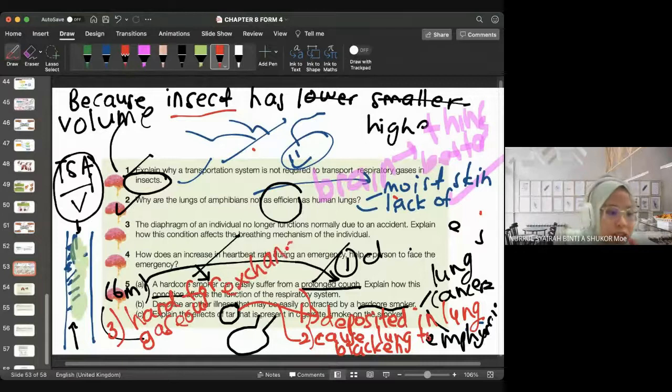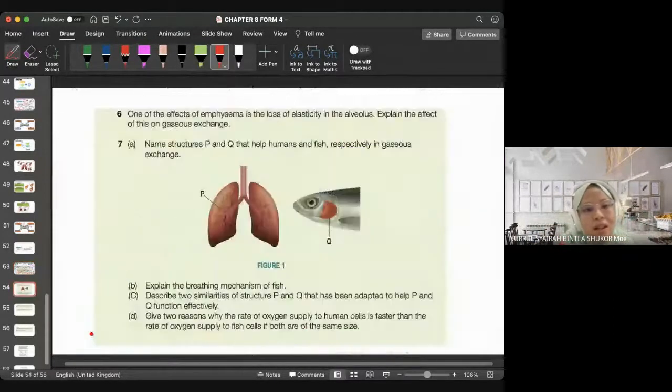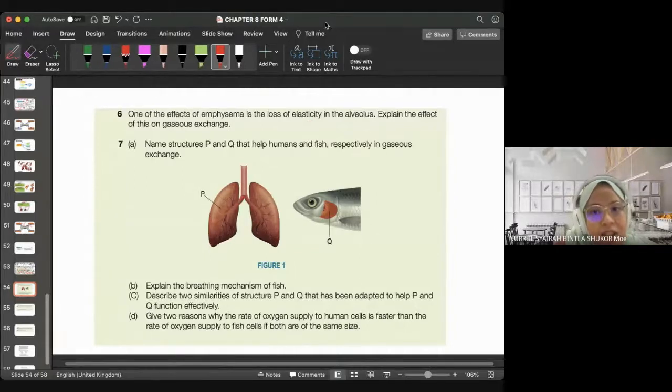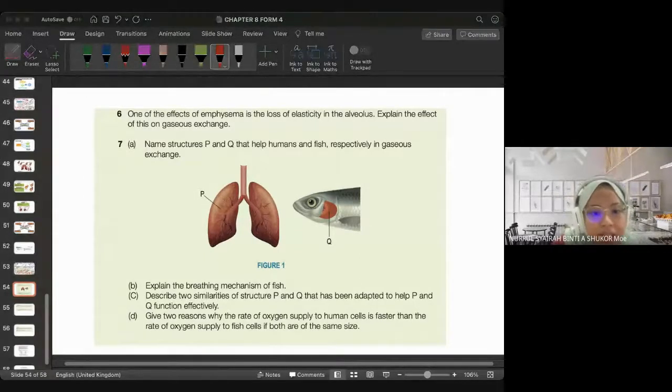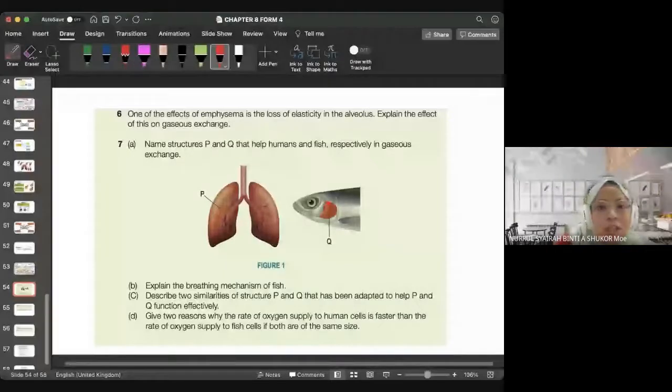Or inefficient gaseous exchange. You see, the questions just repeat the same thing. As long as you remember all these main things. A little more. Alright, one of the effects of emphysema is loss of elasticity in the alveolus. Explain the effect of this on gaseous exchange. So, what happens if the alveolus loses elasticity?